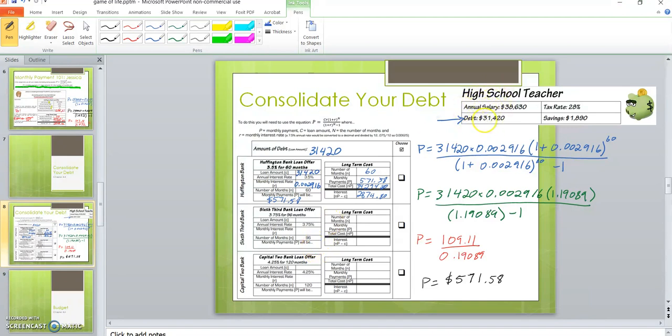So at this point, what I'd like you to do is to complete the other two loan offers for your career. And actually, I would like you to do the first loan offer as well for your career. Likely you wouldn't have chosen a high school teacher, so your debt will be different, and therefore your answer for this question will also be different. Now, once you complete all three of those, you'll get to decide on which of these options you'd like to choose for your loan payment.